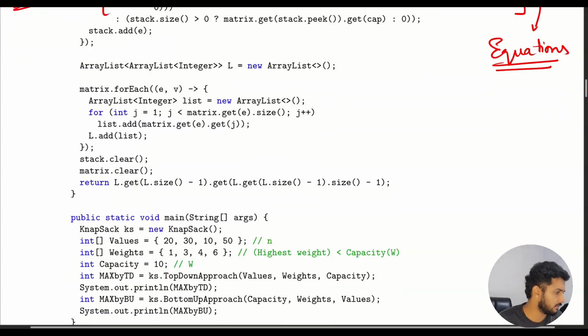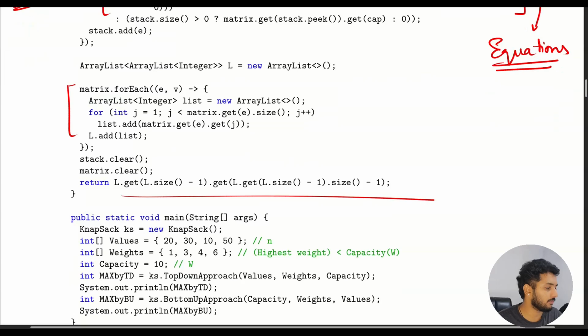And at last, what I'm doing is I'm just printing out the weights that I've added into the bag to maximize my profit. And these are the weights that I would get, using which I have maximized the profit.